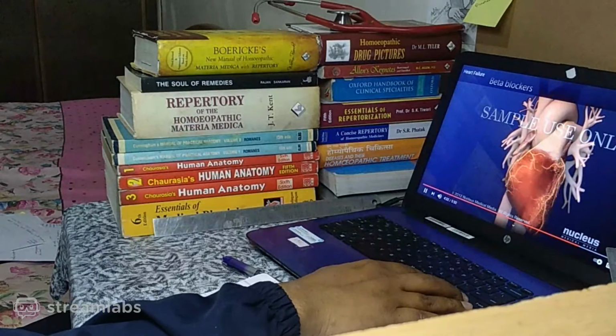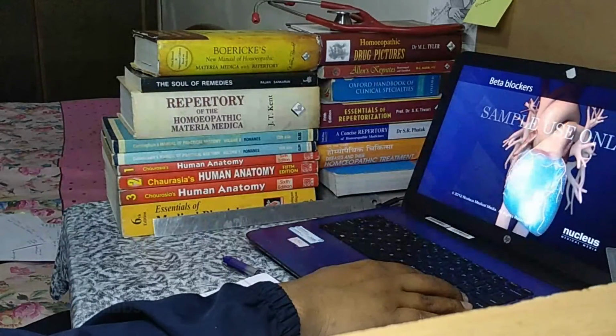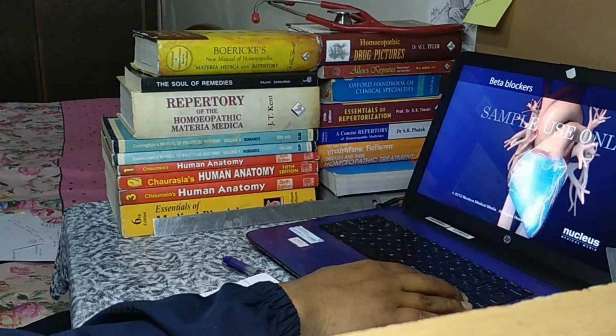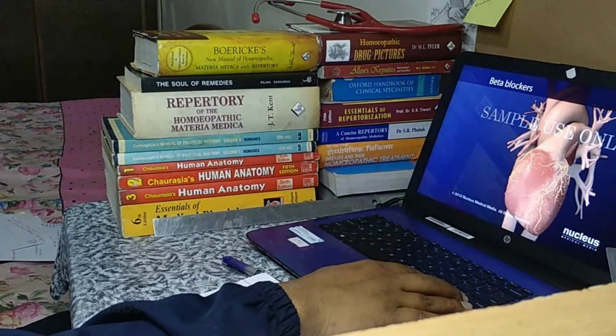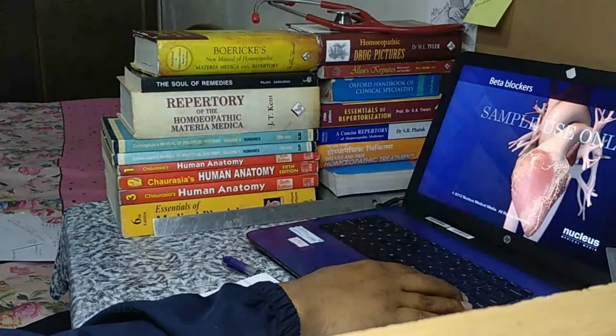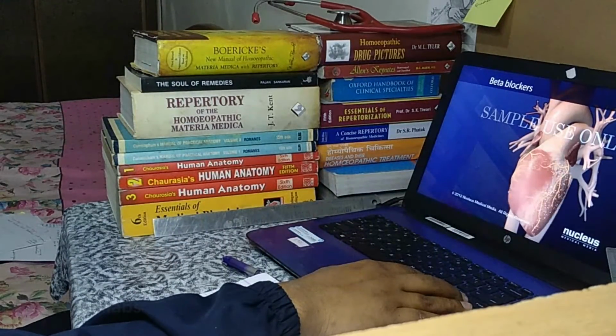Beta blockers are medications that block the effects of stress hormones on your heart. Although beta blockers slow down your heartbeat, they are mainly used to protect your heart muscle from the long-term damage caused by stress hormones.